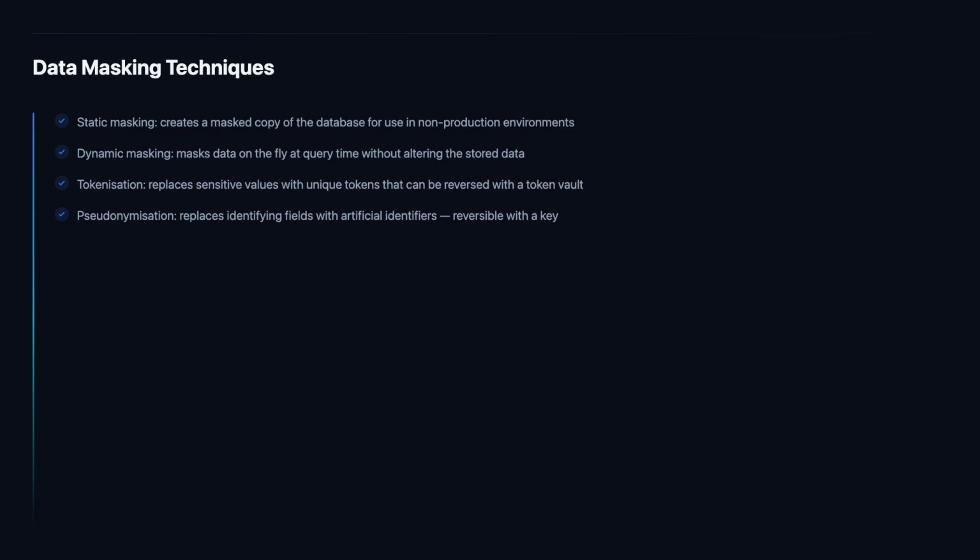Pseudonymization replaces directly identifying information, names, national insurance numbers, email addresses, with artificial identifiers. The mapping between the original identifier and the pseudonym is held separately, allowing re-identification when authorized. GDPR explicitly recognizes pseudonymization as a risk reduction technique. Pseudonymized data is still personal data under the regulation, but its use attracts reduced regulatory scrutiny and may enable lawful processing for research and analytics purposes that would otherwise not be permissible with fully identified data.